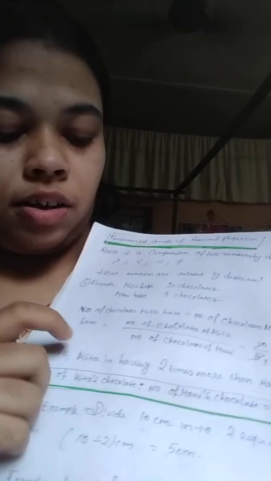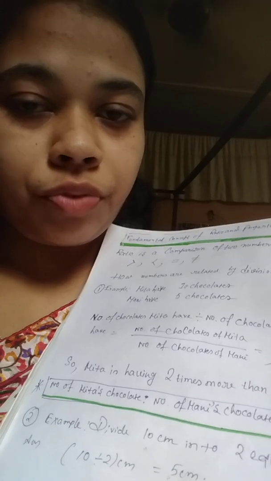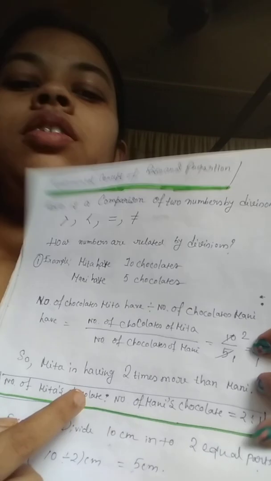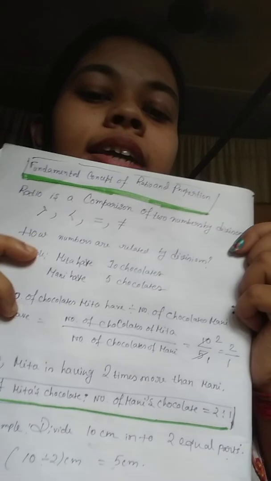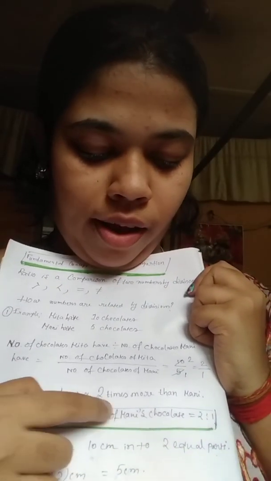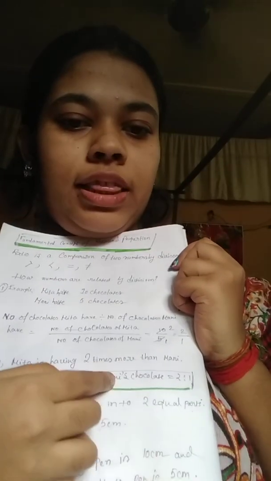In this type of case we can use ratio. If I write it in ratio form, Meeta has 2 times more than Mani, as we have already deduced. Now this symbol, two dots, is the ratio sign. So the number of Meeta's chocolates ratio the number of Mani's chocolates equals 2:1. We represent ratio in this form.